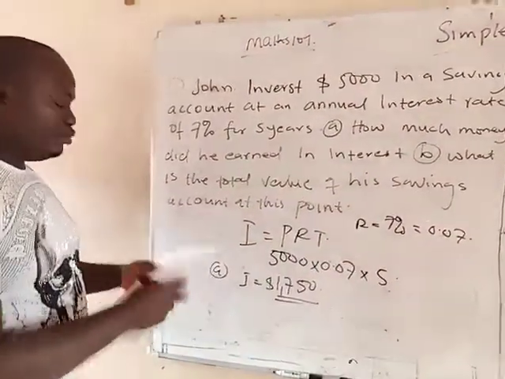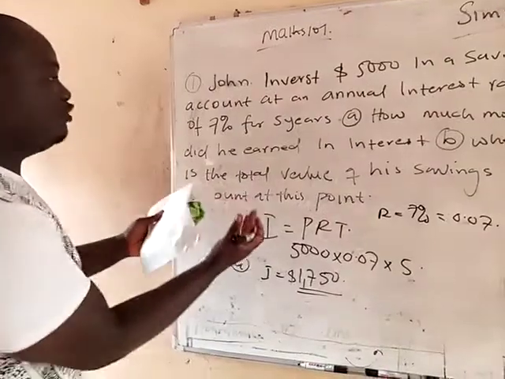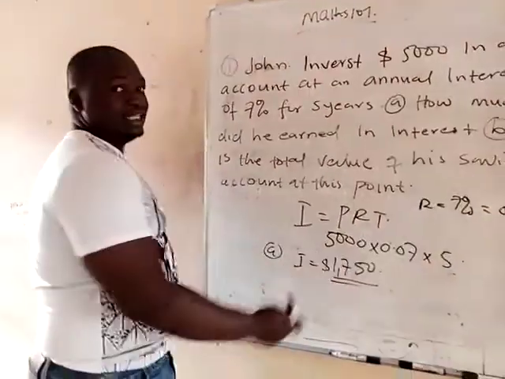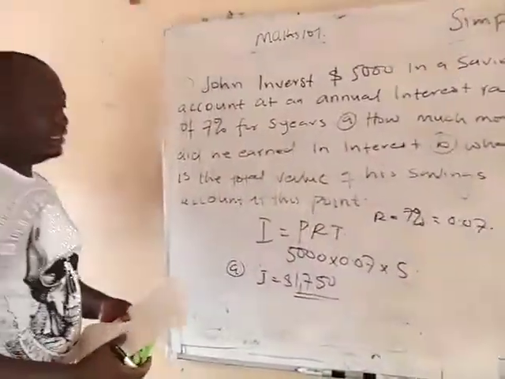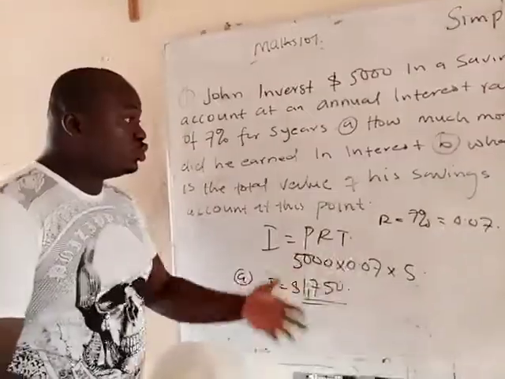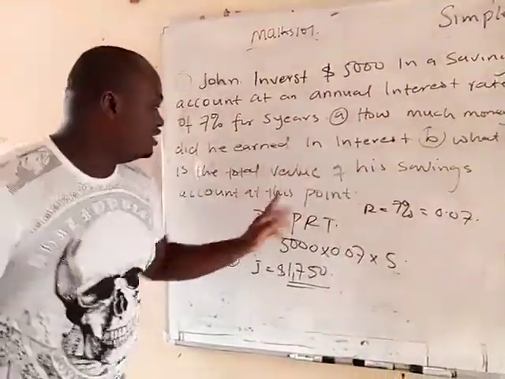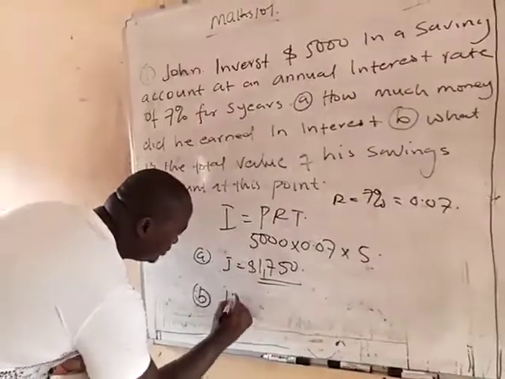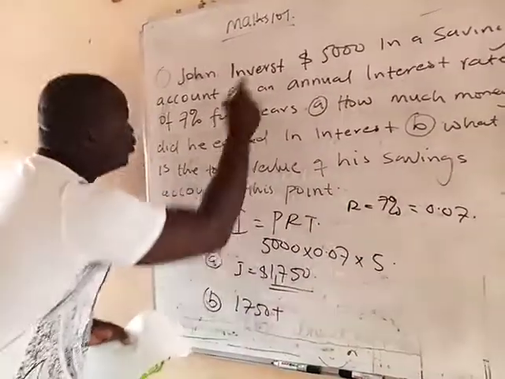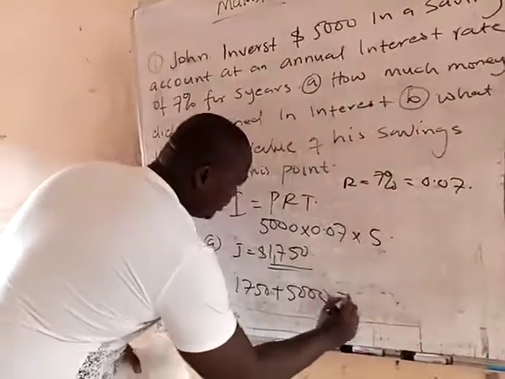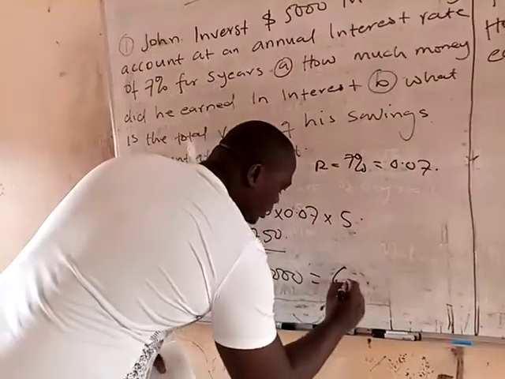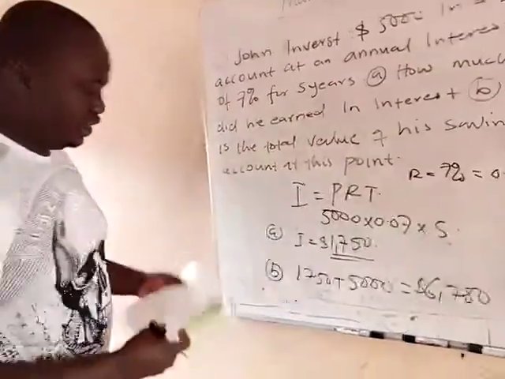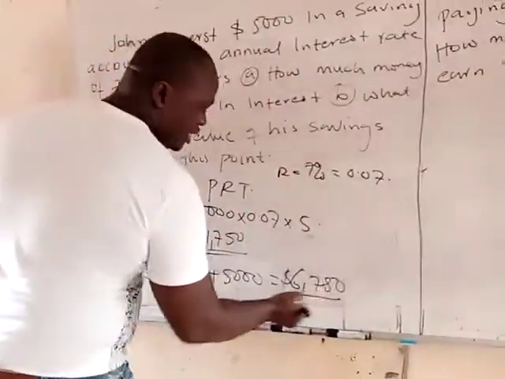Now, number B says, what is the total value of his savings account at this point? The total value of his savings account at this point is not going to be what? Your interest. Because after 5 years, he had invested 5,000. So what is the total value of his savings at this point after 5 years? So it's simple. It's just simply what? 1,750, your interest, plus what? The principal. And this will give you what? $6,750. Right? And that is your answer to this.